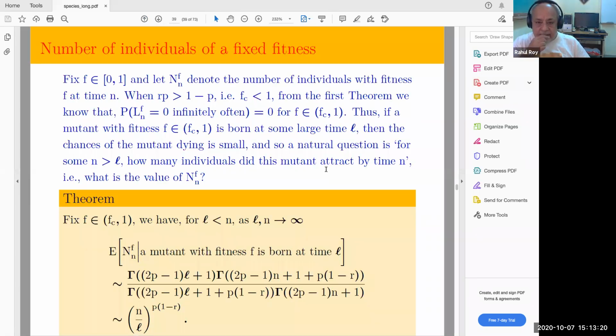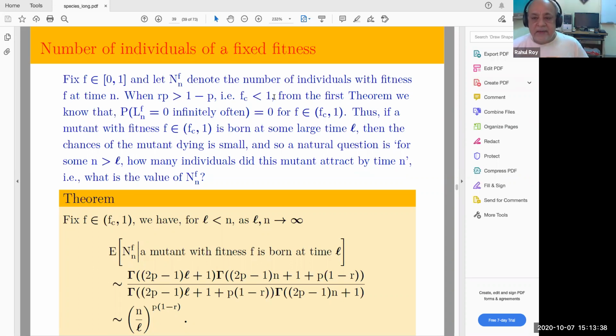And then we also study the number of individuals of a fixed fitness. So let me just tell you what we are going to do here. If we fix a fitness f, let N_n(f) denote the number of individuals with fitness f at time n.